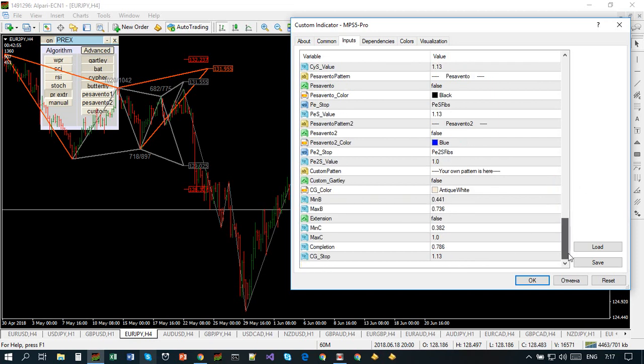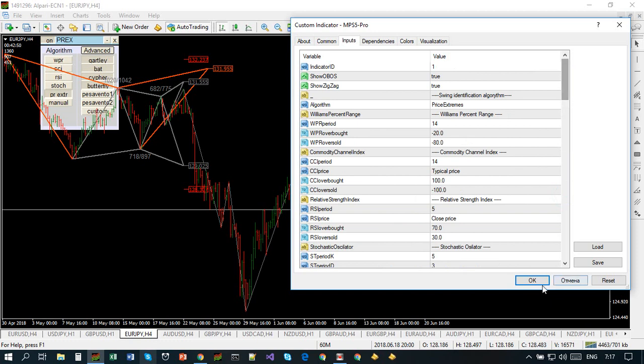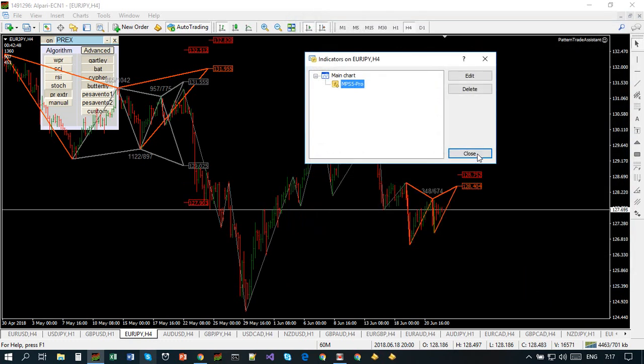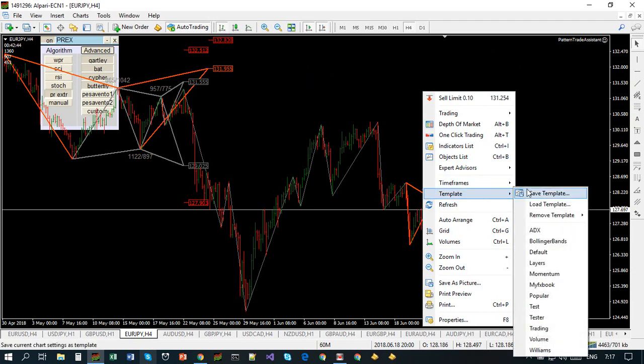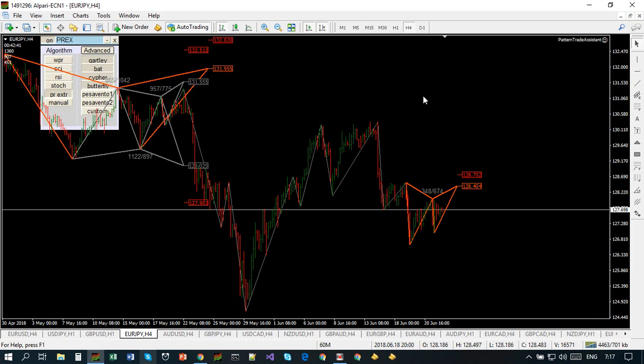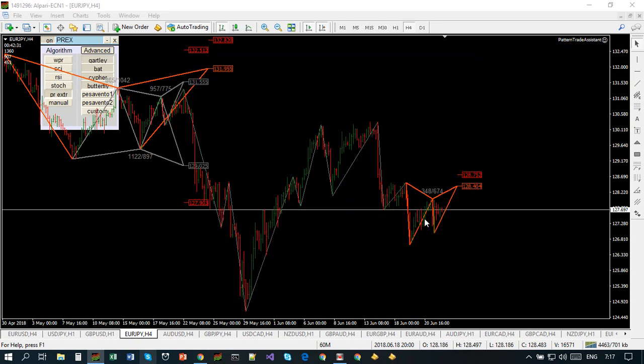Okay, now we have it. Good. Perfect. Patterns are set. Cool. And let me save it as a template, and I will call this template, okay, let it be the default template. Now the settings are saved, and every time I load this template they will be the same.